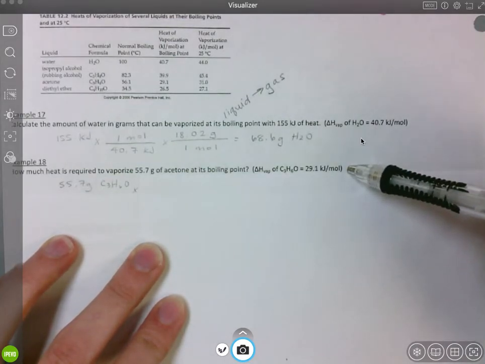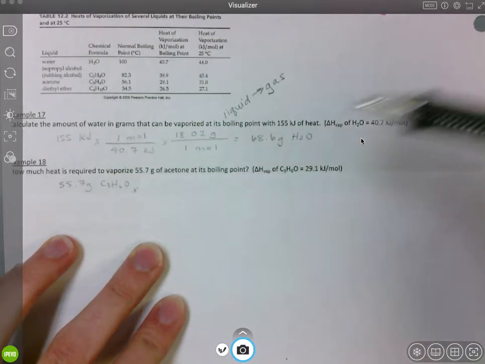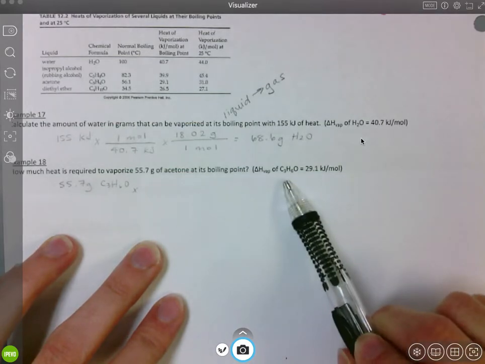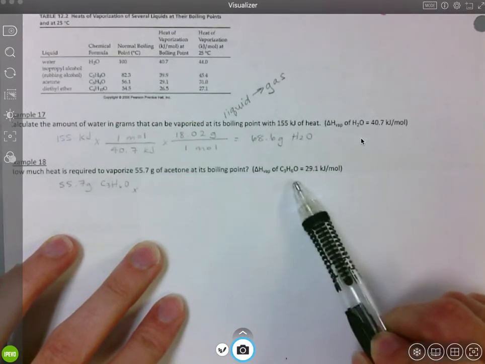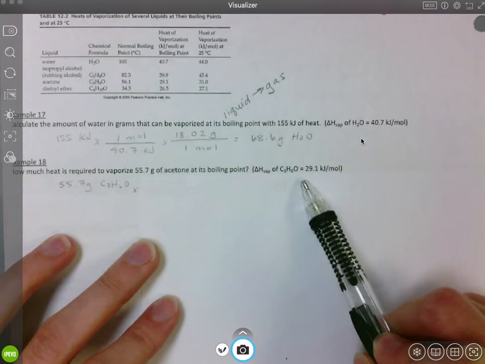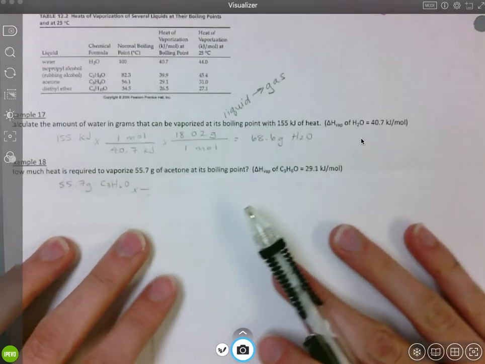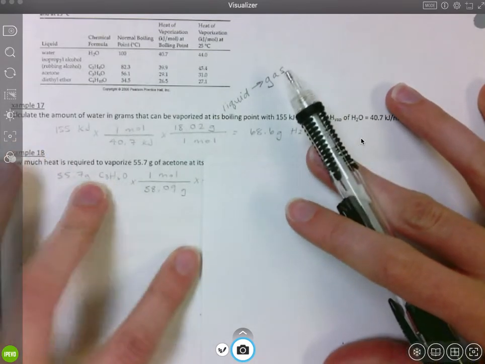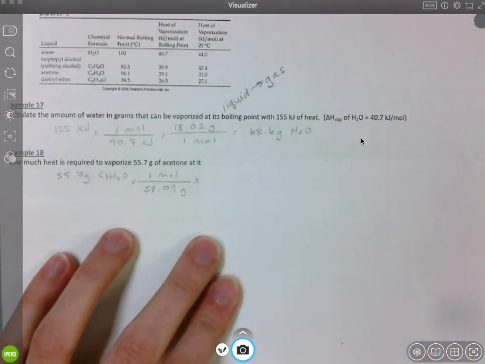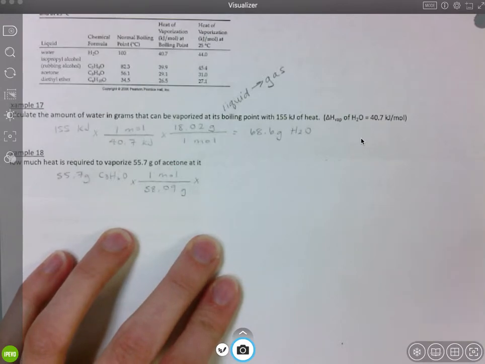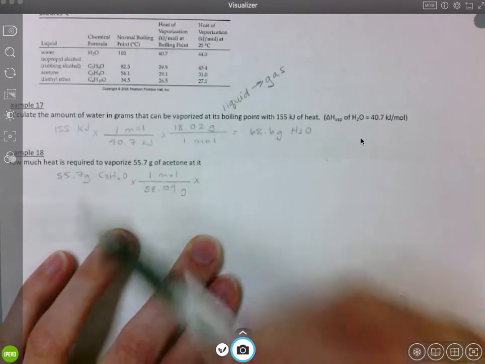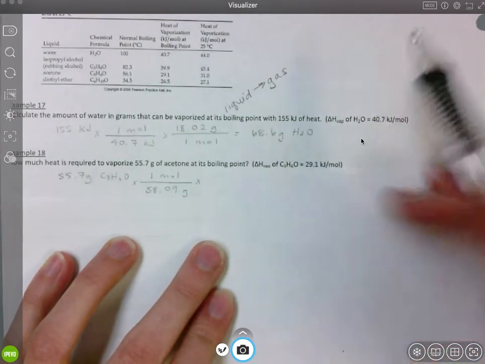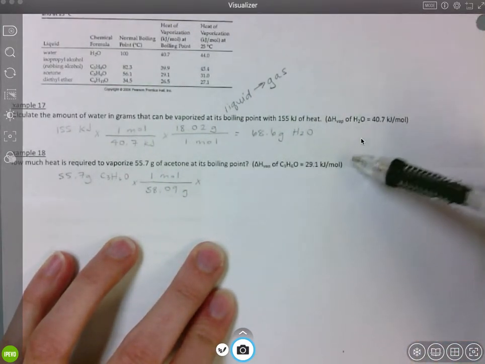So we're basically working backwards from what we did in example number 17. We are going to get the molar mass of acetone, so add up 3 carbons plus 6 hydrogens plus an oxygen, add up their molar masses, and we will get 58.09 grams in 1 mole of acetone. That's our molar mass of acetone. So we've gotten out of grams, we're in moles. At this point, we get to use our heat of vaporization because we've got moles there.